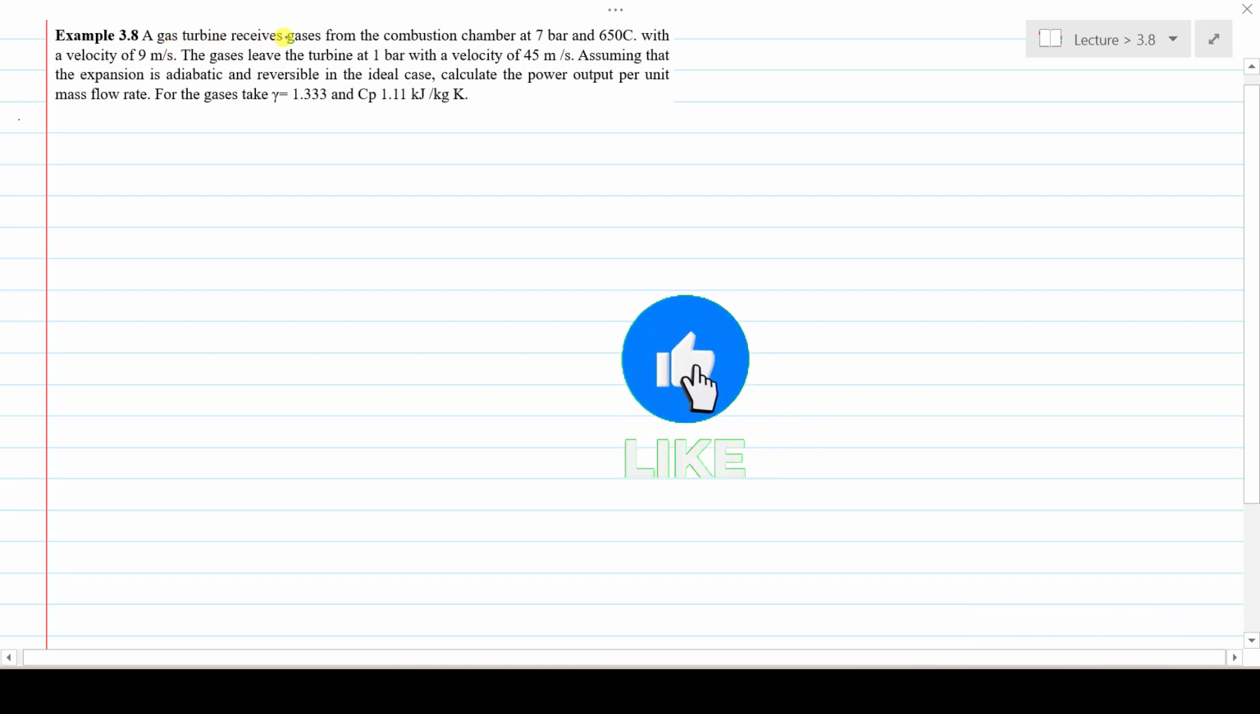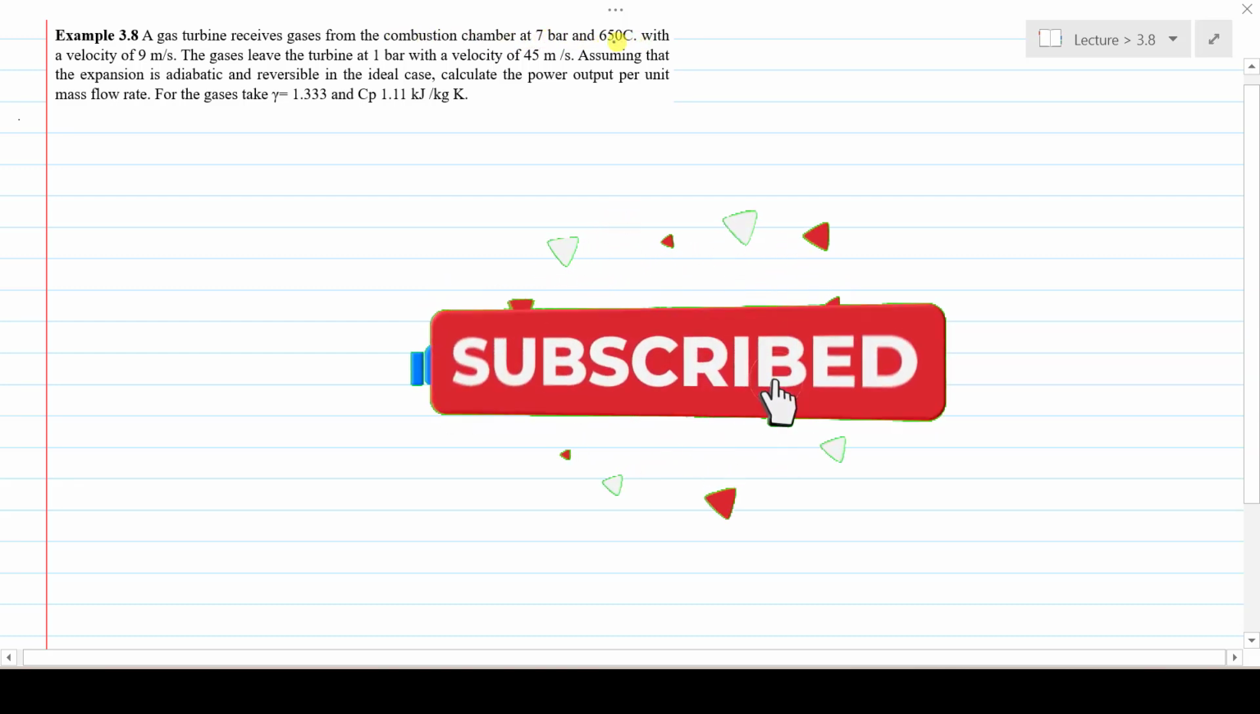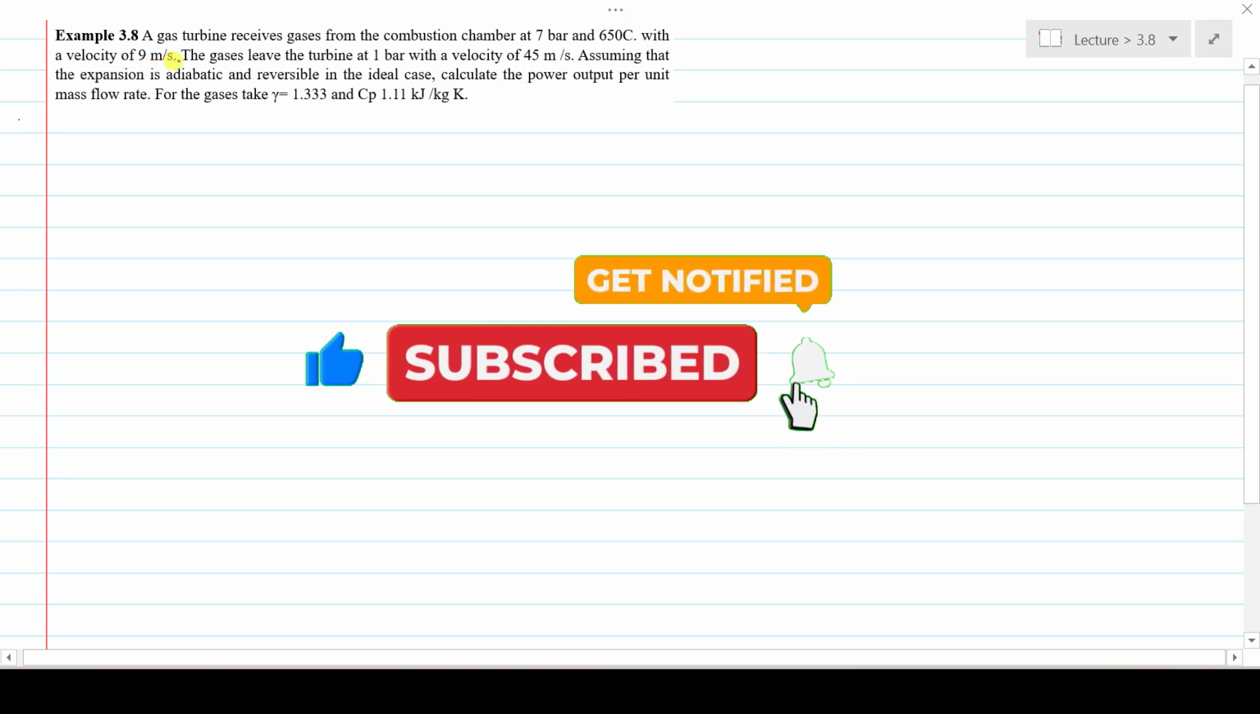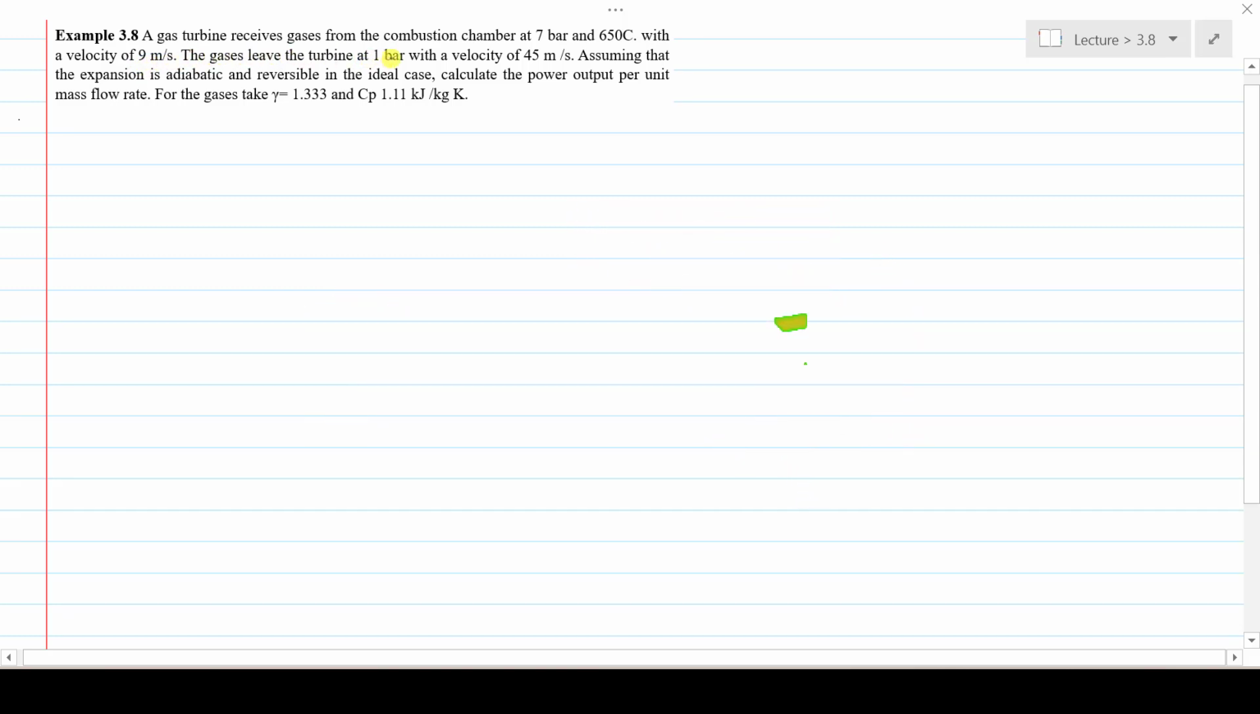A gas turbine receives gases from the combustion chamber at 7 bar and 650 centigrade at a velocity of 9 meter per second. The gases leave the turbine at 1 bar with a velocity of 45 meter per second. Assume that the expansion is adiabatic and reversible in the ideal case. Calculate the power output per unit mass flow rate. For the gases, the gamma value is 1.333 and the Cp value is 1.11 kilojoule per kg Kelvin.